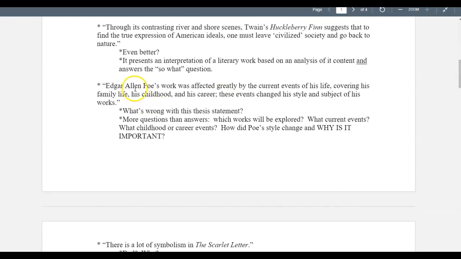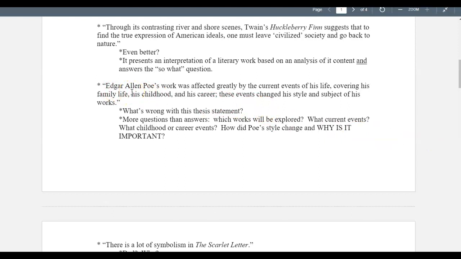For instance, this one: Edgar Allan Poe's work was greatly affected by the current events of his life, covering his family life, his childhood, his career. These events changed the style and subject of his work. First, again, this is a handout from someone else. I don't get to fix it. That's not how you spell Allan. It's A-N. But this thesis is far too broad.